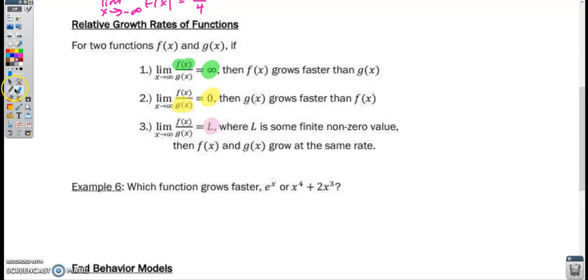So let's compare the growth rates of these two functions, e to the x and x to the fourth plus 2x cubed. I don't have a way to really handle this algebraically, so I'm going to use my graphing calculator to help me decide what's going on here. So I'm just going to go ahead and take the limit of the ratio of these two functions, and then one of three things will happen. That limit will approach infinity, in which case I know e to the x grows faster. That limit will approach 0, in which case I know that x to the fourth plus 2x cubed grows faster, or that limit will approach some finite value, in which case they grow at the same rate.